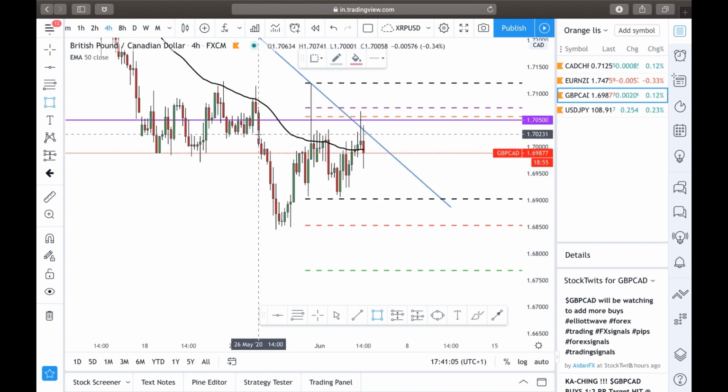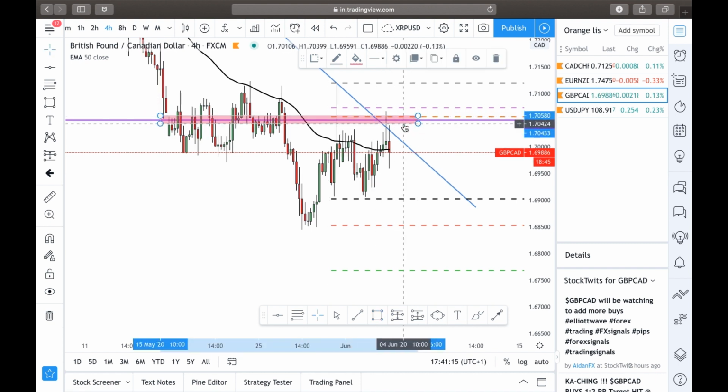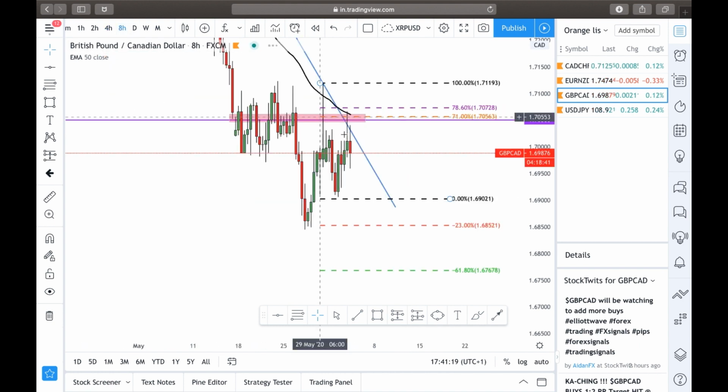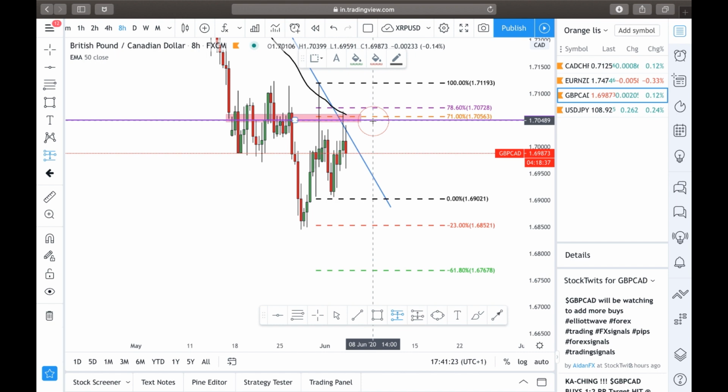Okay, so it's not really structure. I wouldn't call this structure. You can kind of see it like resistance, support, kind of. So you can stick that on there if you want to, around the 71%. So go back on the 8 hour time frame. Let's just stick the tool on. So sell from here.